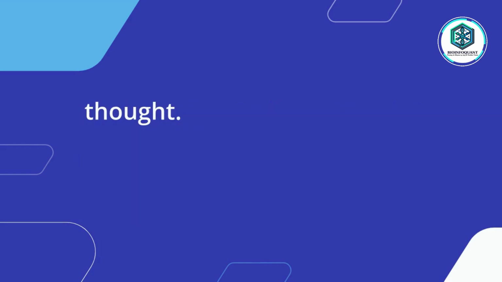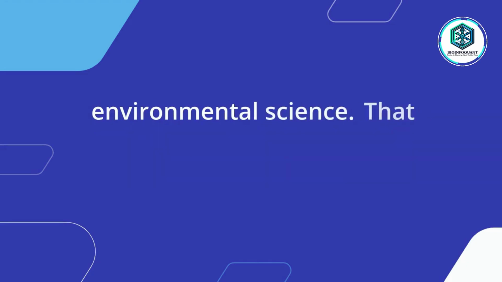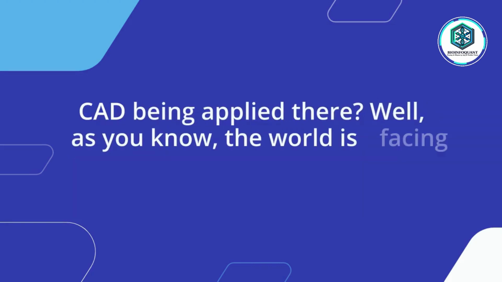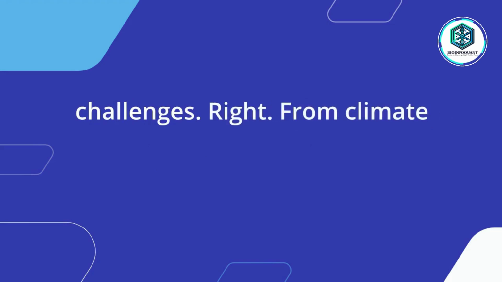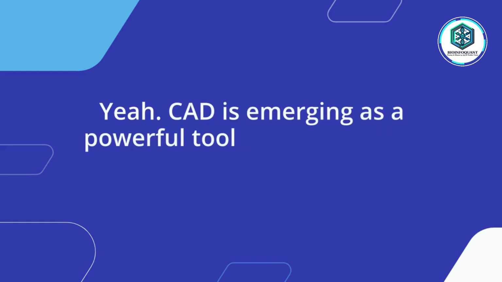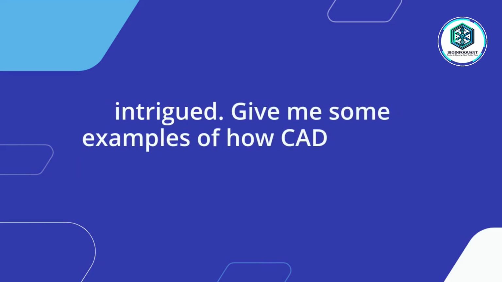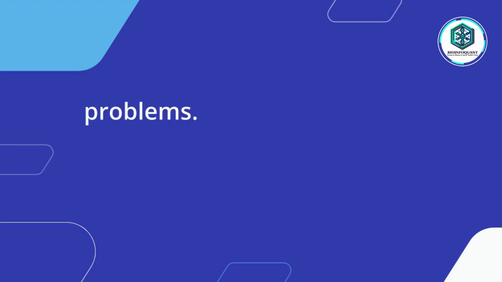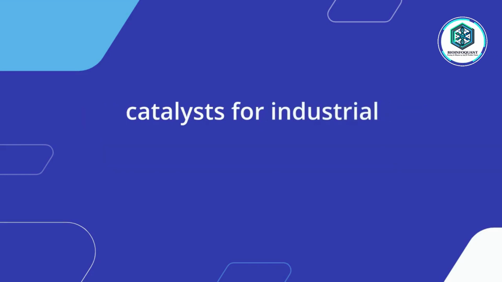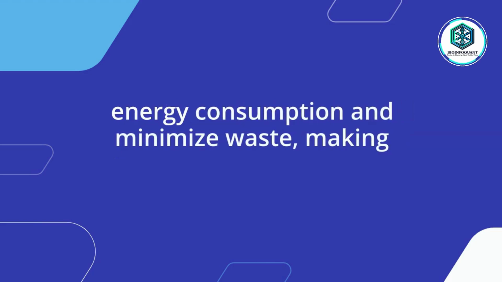Yeah. But we've also got sources pointing to CADD making a difference in environmental science. That seems like a completely different direction. How is CADD being applied there? Well, as you know, the world is facing some serious environmental challenges, from climate change and pollution to dwindling natural resources. CADD is emerging as a powerful tool in our efforts to address these issues. Okay, I'm intrigued. Give me some examples of how CADD is being used to tackle environmental problems. For starters, CADD is being used to design more efficient and sustainable catalysts for industrial processes. These catalysts can help reduce energy consumption and minimize waste, making industries cleaner and more environmentally friendly.